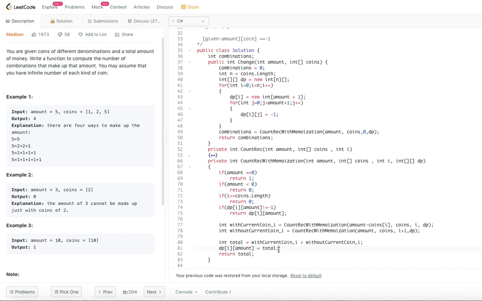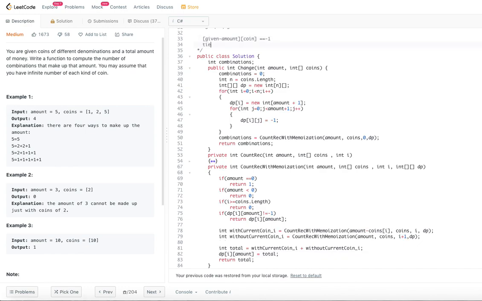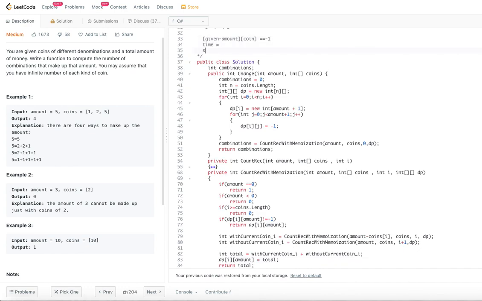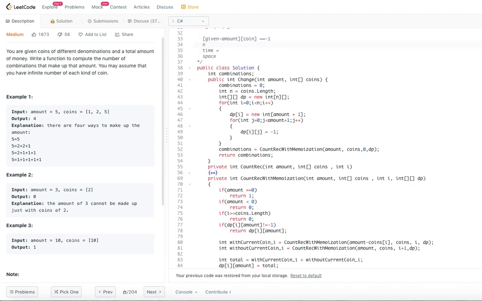So let's go ahead and look at the time and space complexity for this particular algorithm, right. Before calculating the time and space, let's say n is the coin's length, okay. So if n is the coin's length and amount is just amount, right, we don't have to take the length or whatsoever, amount is just amount. So here in the initialization phase we are doing n into amount times, right. So this initialization will take how much time? Order of n into amount, right.